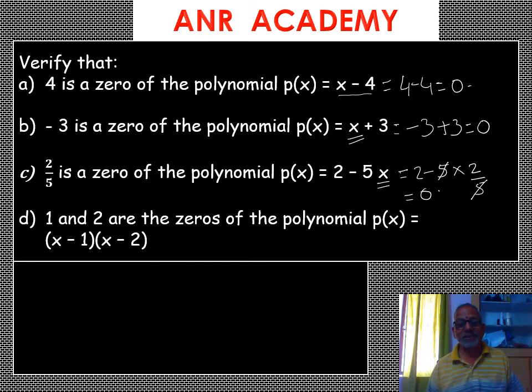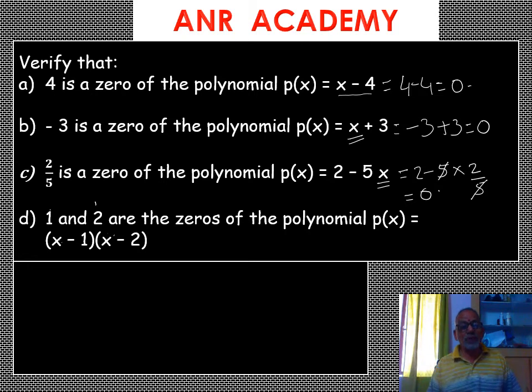Now 1 and 2 are the zeros of the polynomial p of x is equal to x minus 1 into x minus 2. Listen, here we got two values for zero, plus 2 and plus 1. The reason is here the degree of your x is 2. When the degree of the x is 2, then you find two values for x.